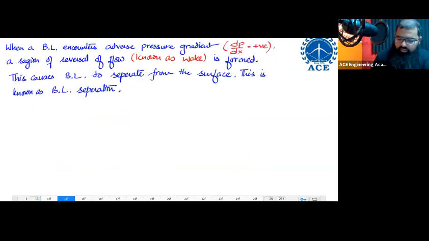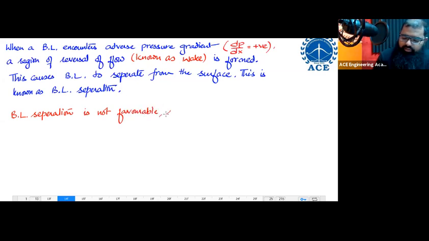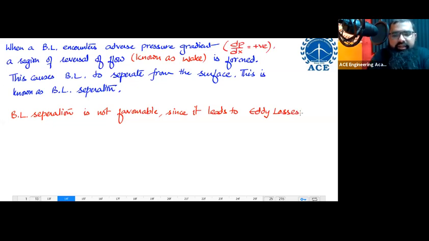Okay. Now, is this boundary layer separation favorable? Mostly it is not favorable. Why is it not favorable? It is not favorable because it is going to lead to losses. You see, reversal of flow is going to create eddy losses. Boundary layer separation is not favorable since it leads to eddy losses.